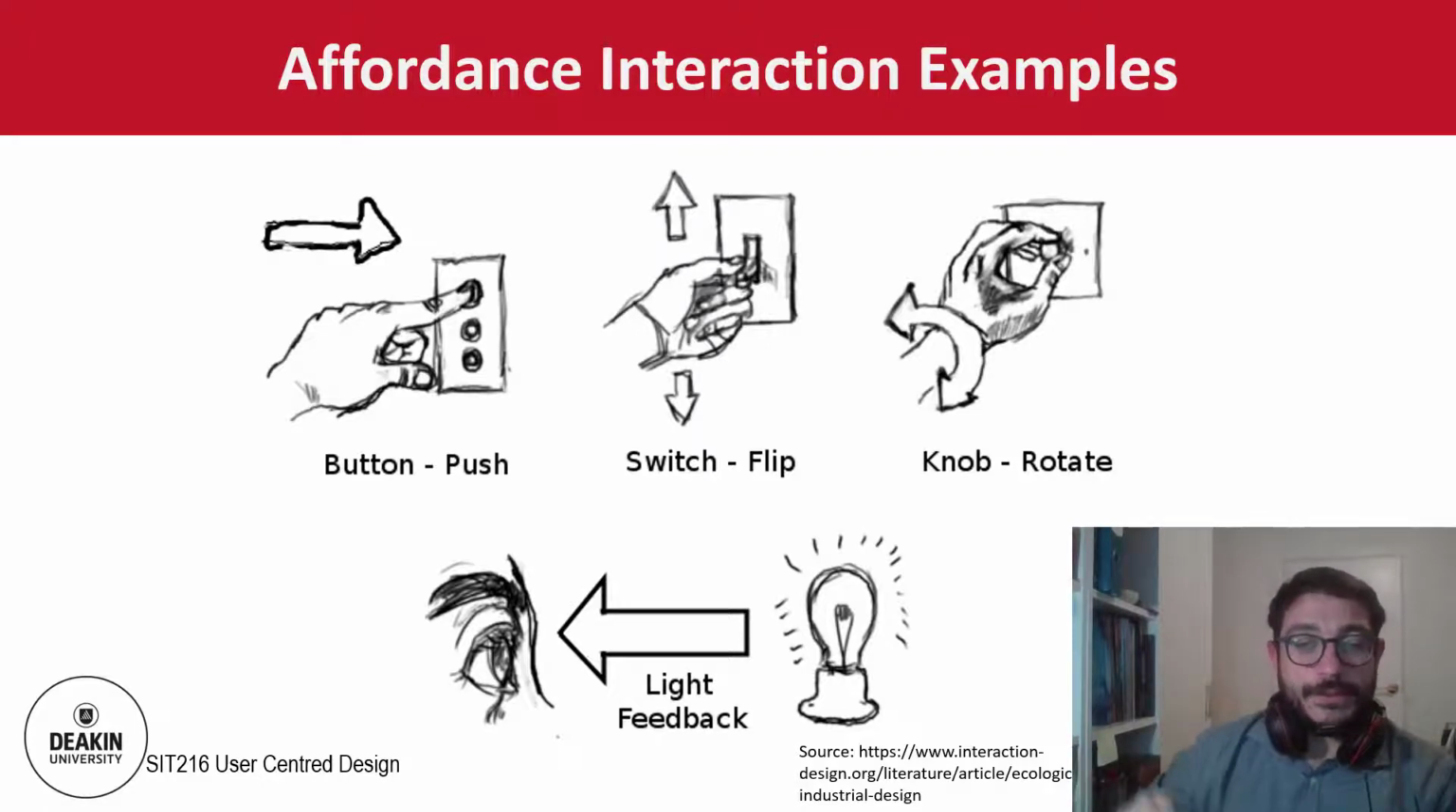Then we have the switch. You know that the switch goes up and down. You have the knob, which is to rotate. So there are things that are inferred. And what is the feedback in this case? The feedback is the light that turns on. So this is one of the very simple interaction examples. But let's have a look at something which you might think is simple, but it's not as straightforward.